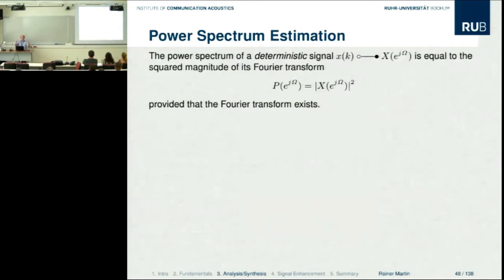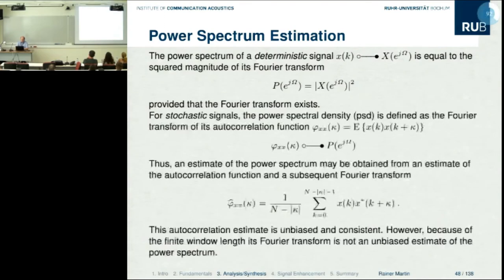So once we are in the spectral domain, to control the enhancement algorithms, the noise reduction algorithms, you typically need a power spectrum estimate of the incoming signal. For deterministic signals, where x(k) is a signal and X(e^jω) is its Fourier transform, the power spectrum is just the magnitude squared of the Fourier transform. That's well known. For stochastic signals, the power spectral density is defined as the Fourier transform of the autocorrelation function. That's probably also well known. Here the autocorrelation function is written as a statistical expectation of x(k) multiplied with a shifted version of x(k). And the Fourier transform is then the power spectrum.